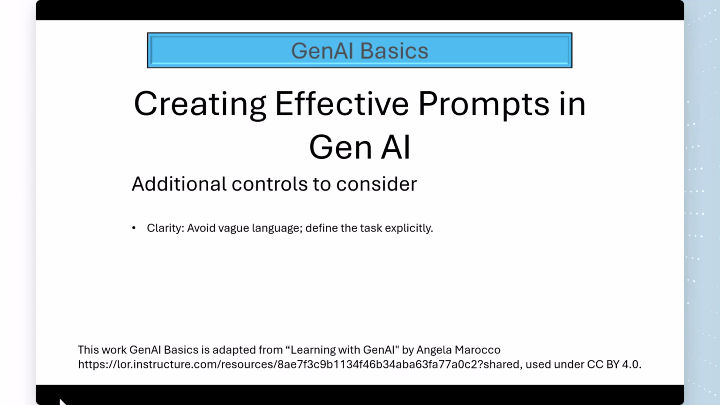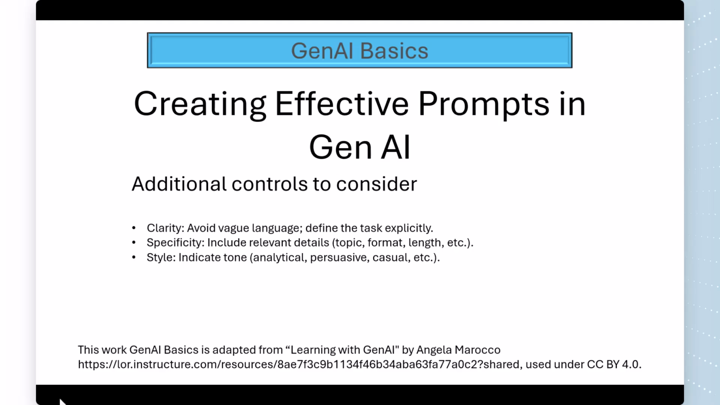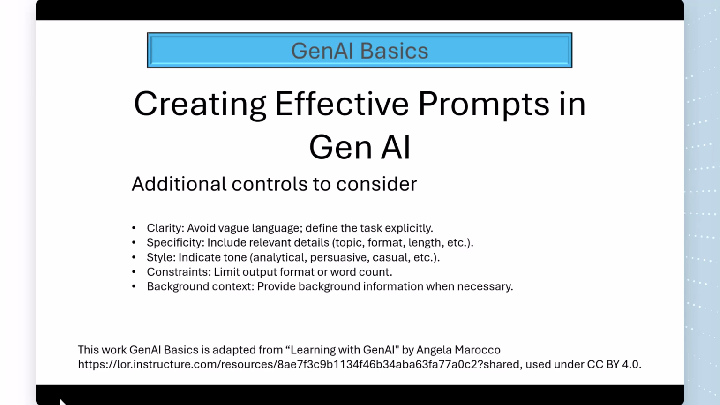Clarity: avoid vague language. Define the task explicitly. Specificity: include relevant details, topic, format, length, etc. Style: indicate tone, analytical, persuasive, casual, etc. Constraints: limit output format or word count. Background context: provide background information when necessary.